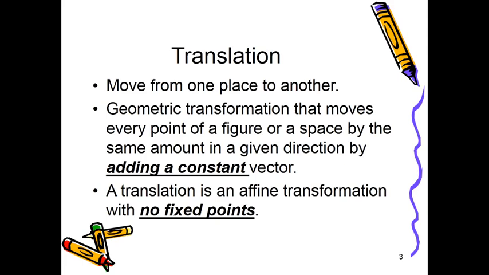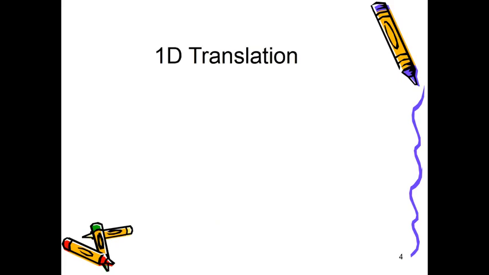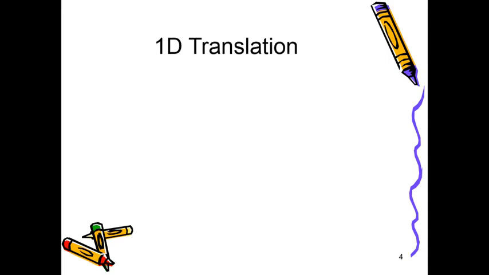A translation is an affine transformation with no fixed point. Now there is again a keyword here, no fixed point. There is no fixed point in translation at all. Each and every point will move. So let us understand 1D translation first.